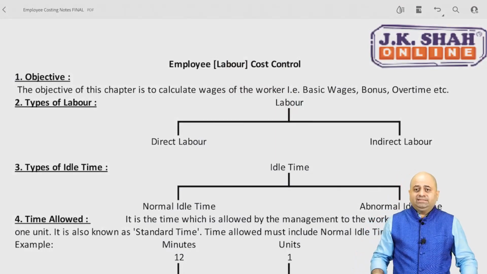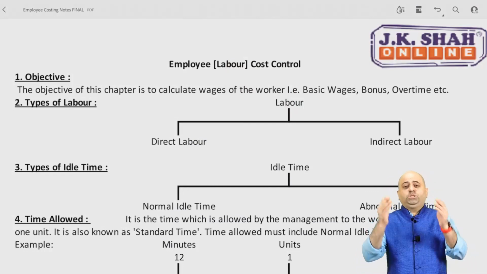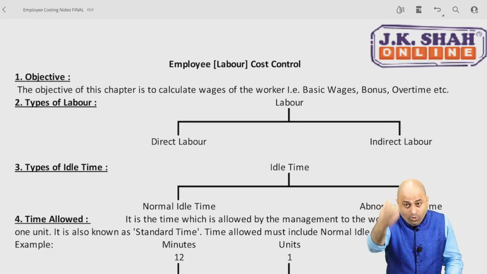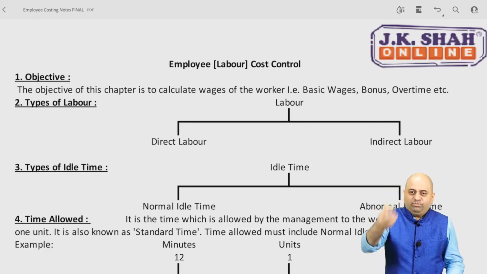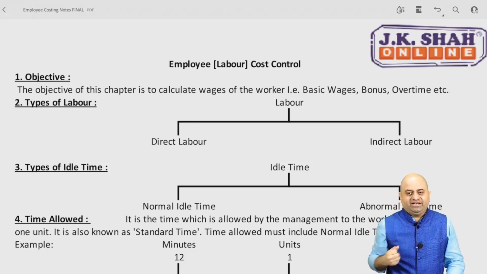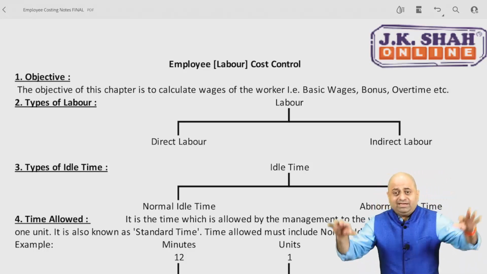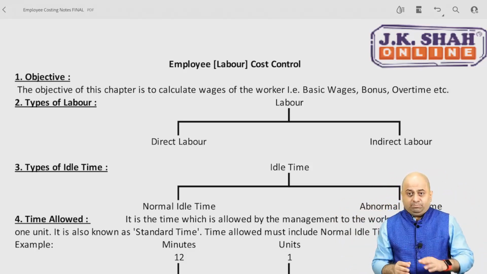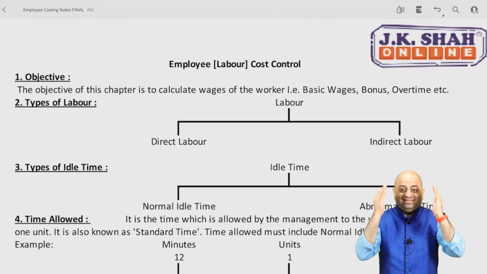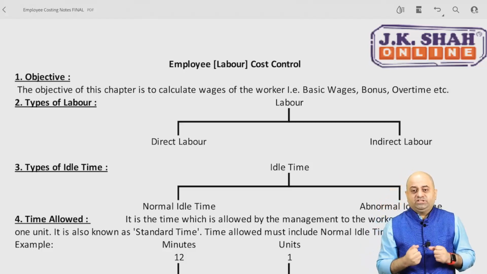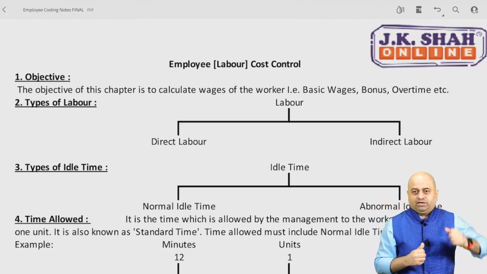The first point that we need to understand is the objective of this chapter. What is the objective of this chapter? It is to calculate basic wages, or rather wages of the worker, which will include basic wages, bonus, overtime, etc. I totally agree that there are multiple types of questions in this chapter. I don't deny their presence, but still the major objective of this chapter is to calculate wages of the worker.